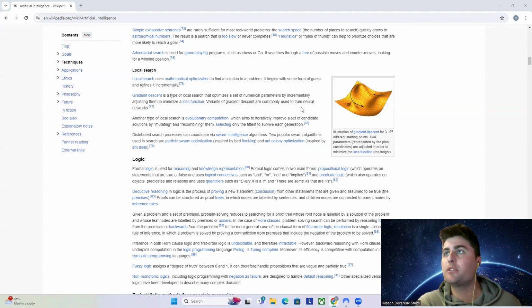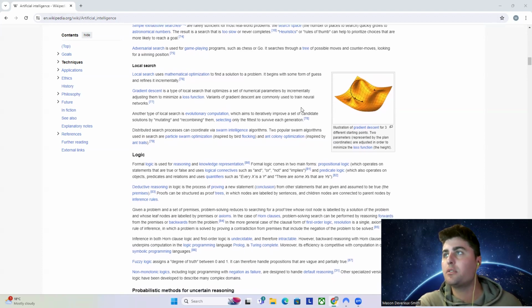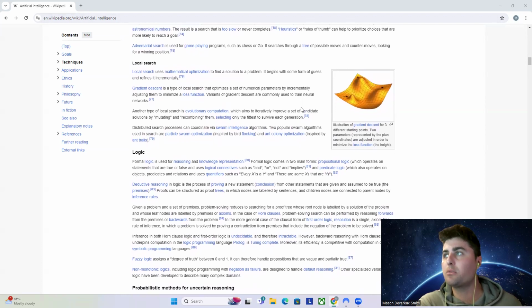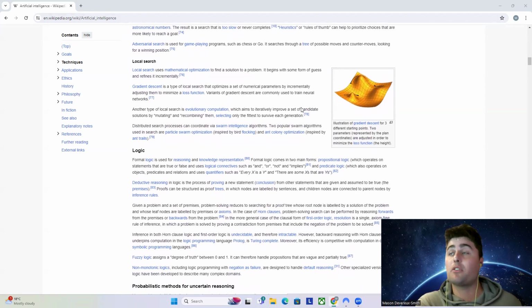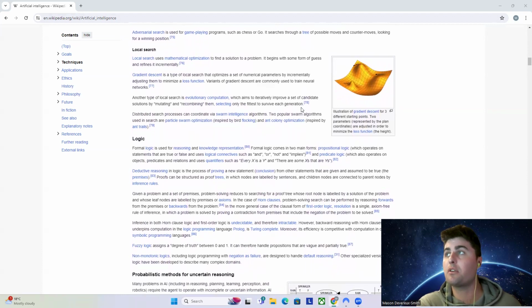So simple exhaustive searches are rarely sufficient for most real-world problems. The search space, the number of places to search, quickly grows to astronomical numbers. The result is a search that is too slow or never completes. Heuristics or rules of thumb can help to prioritize choices that are more likely to reach a goal. Adversarial search is used for game-playing programs such as chess or Go. It searches through a tree of possible moves and counter moves looking for a winning position.